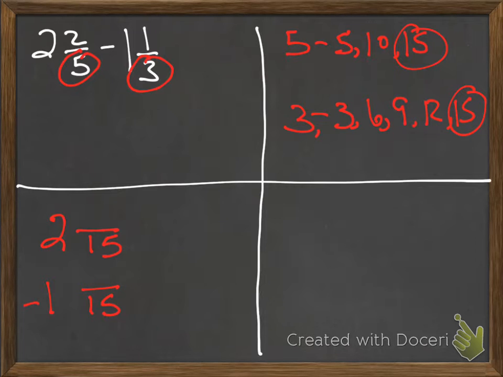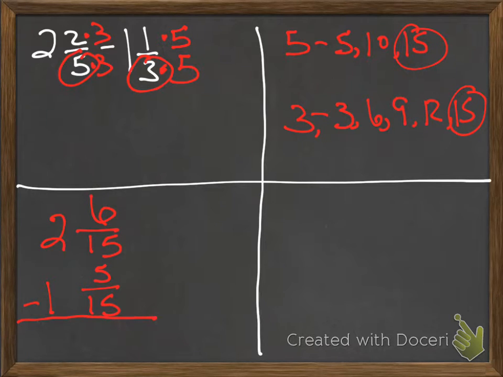Something over 15. What did I multiply this by to get 15? I multiplied it by 3, so I have to do it to the numerator as well. So that'll be 6. What did I multiply to get 15? I multiplied by 5, so I have to multiply the numerator by 5 as well. So 1 times 5 is 5.